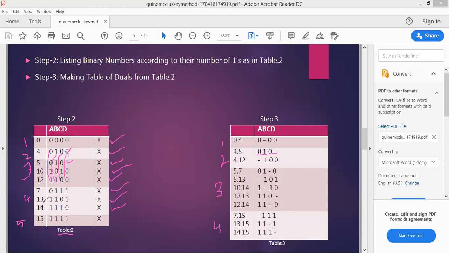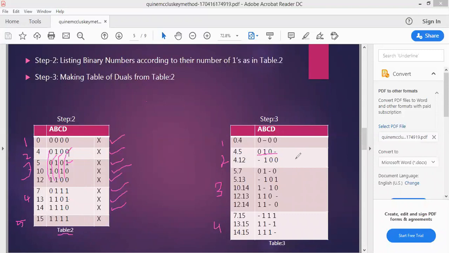Next, 13 is compared with 15. There is only one difference in bit position C, so it is written as 11 dash 1. Again, 14 is compared with 15. There is only one difference at bit position D, so it is written as 111 dash. So I hope table 3 is very much clear to you.